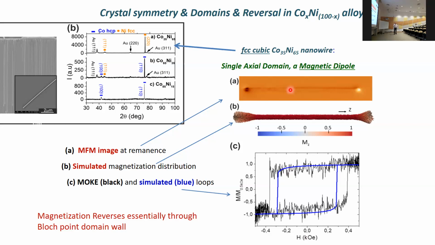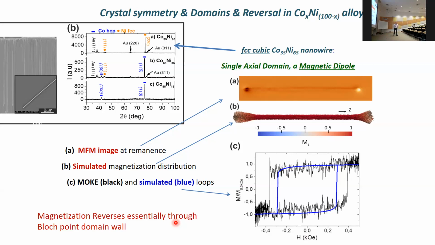Here you see the hysteresis loop. The experimental one is the noisy one, obtained by magneto-optic Kerr effect. And you realize that we have a large Barkhausen jump, similar to the case of those magnetostrictive microwires. The magnetization reverses essentially through a Bloch point domain wall, as I mentioned before, which moves very fast.